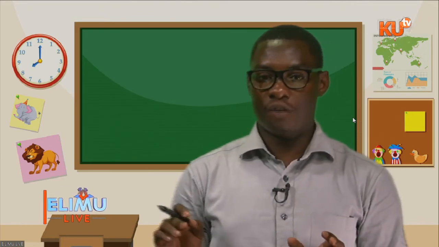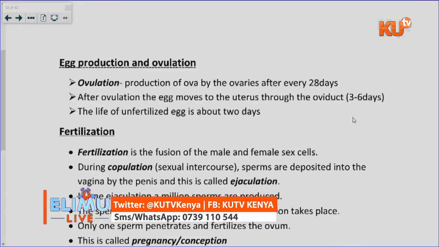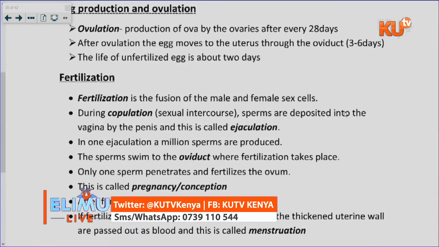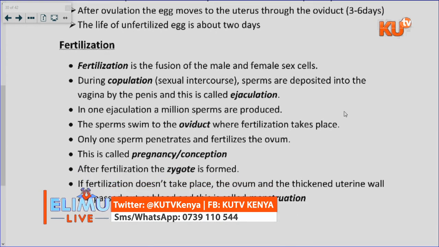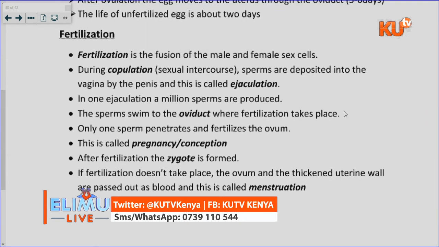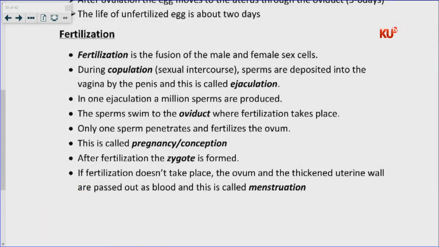The life of an unfertilized egg is about 2 days. After 2 days, it dies. So let's look at fertilization. Fertilization is the fusion of the male and female sex cells. During copulation, which is sexual intercourse, sperms are deposited into the vagina by the penis. The depositing of sperms by the penis is what we call ejaculation. In one ejaculation, 1 million sperms are produced, and the sperms swim to the oviduct where fertilization takes place.